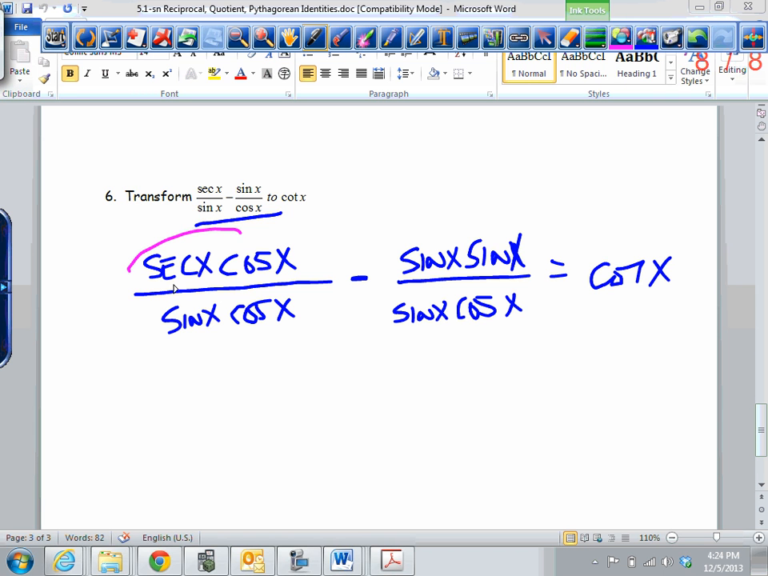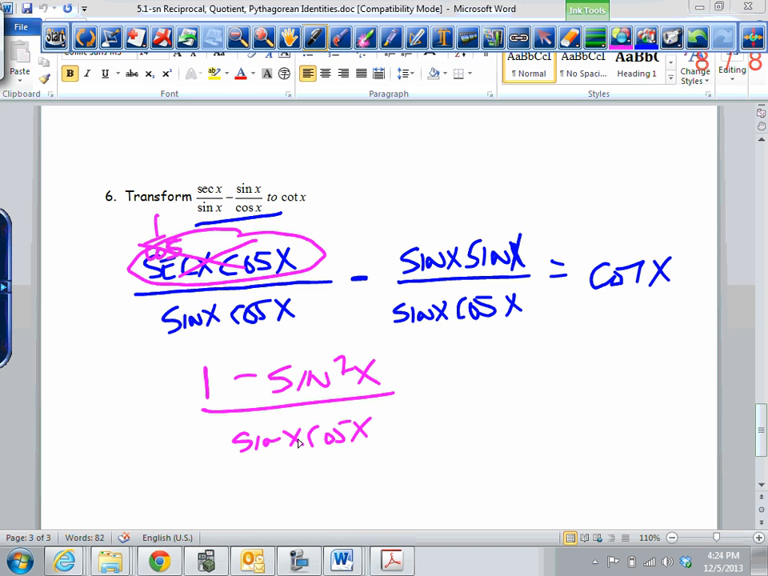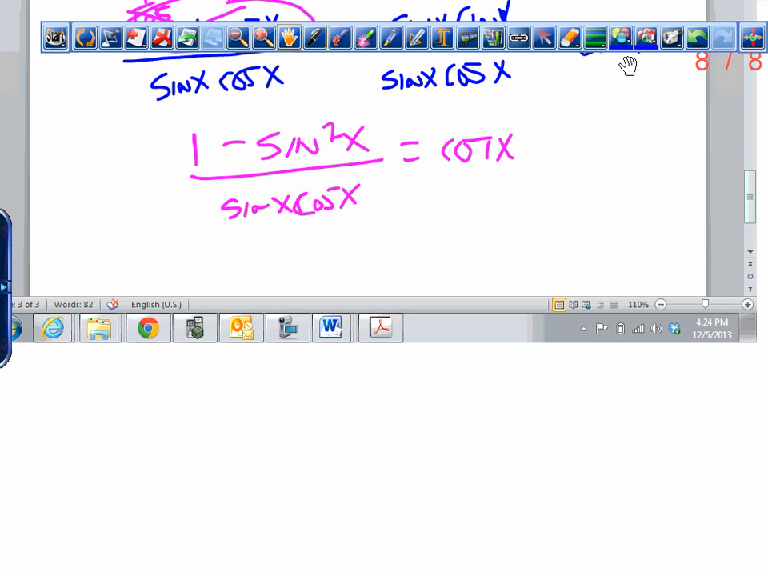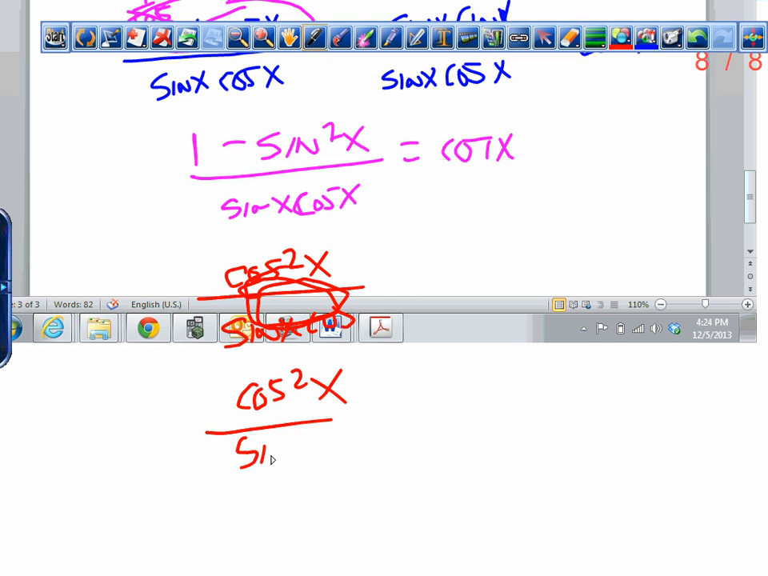Well, next thing, secant x, cosine x. Secant's 1 over cosine. Cosine's cosine. They cancel out, and I'm left with 1. So I got 1 minus sine squared x over sine x, cosine x, equals cotangent of x. Well, 1 minus sine squared, I got that squared again, so I got to use that Pythagorean identity there. So that's going to be cosine squared. So I got cosine squared x over sine x cosine x. Cosine squared x over sine x cosine x equals cotangent x.